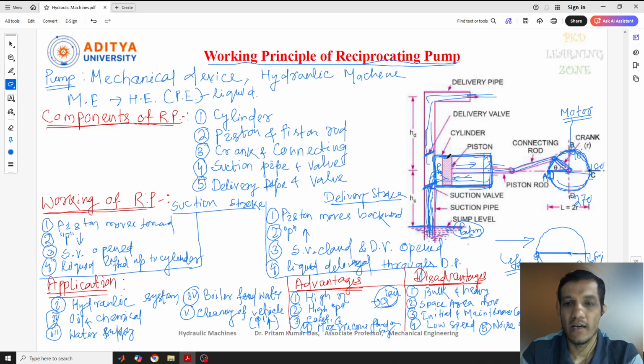So these are the points I wanted to inform you about: the working principle of the reciprocating pump, along with its advantages, applications and disadvantages. So all the things regarding the reciprocating pump have been discussed.